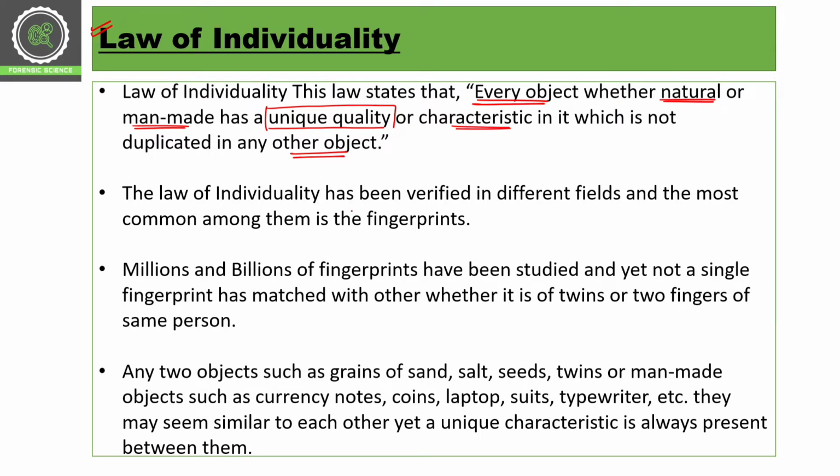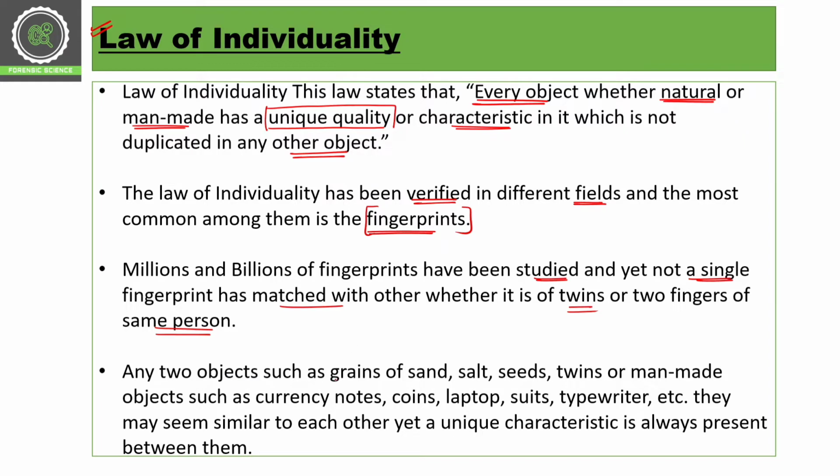This law of individuality has been verified in different fields. The most common among them are fingerprints. As we all know, fingerprints are unique structures, and no two people have the same fingerprint, right? Millions and billions of fingerprints have been studied, and yet not a single fingerprint has matched with another, whether it is twins or two fingers of the same person. We don't have the same fingerprint in our two fingers as well.